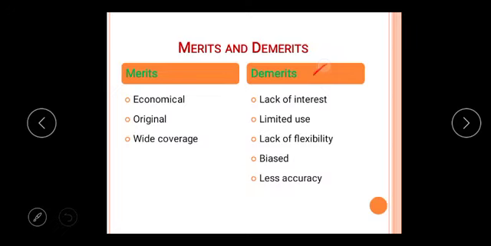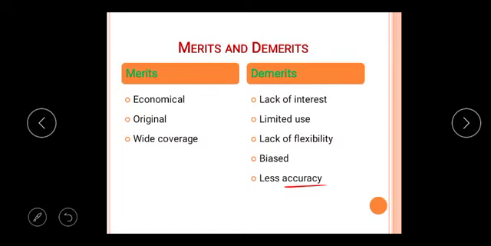Now, the demerits or the limitations of this method. Students, the first important limitation of this method is related to the lack of interest by the informants. Usually, the informants do not take interest in questionnaire, thus they either fail to return the questionnaire or send questionnaire with incomplete answers. Hence, the conclusions based on such investigation have only limited accuracy, or we can say this method is less accurate.